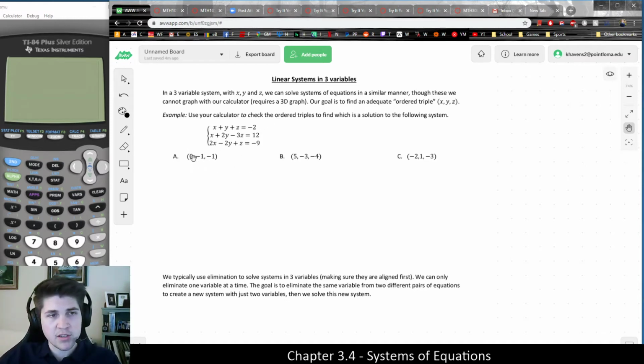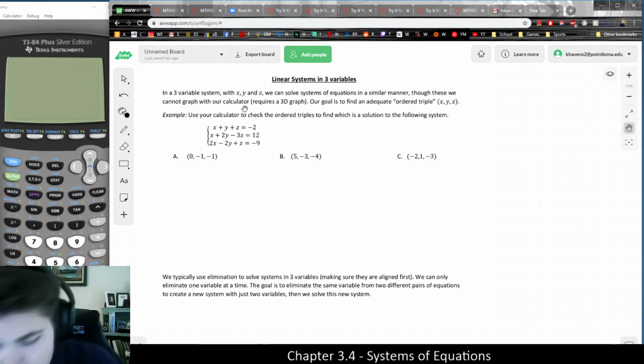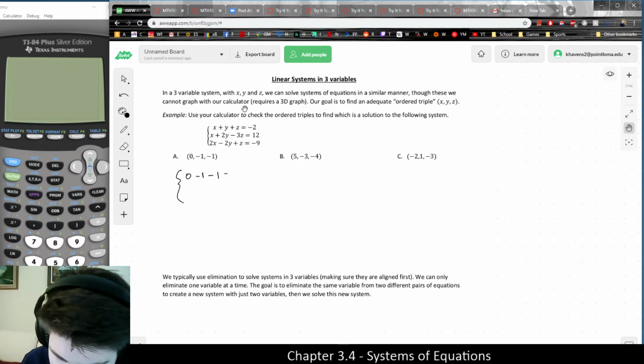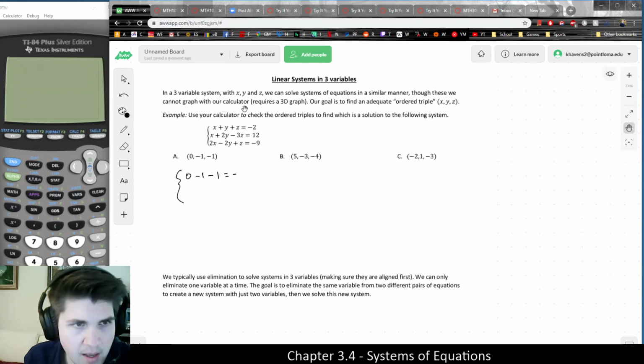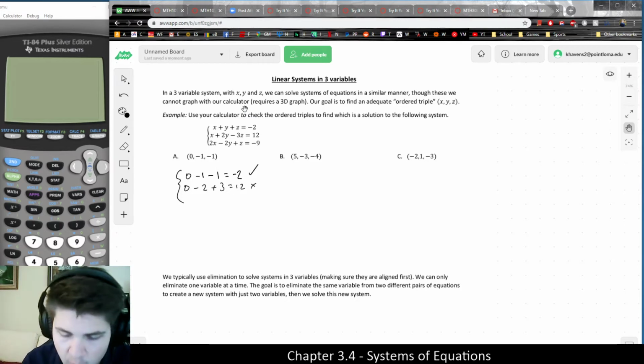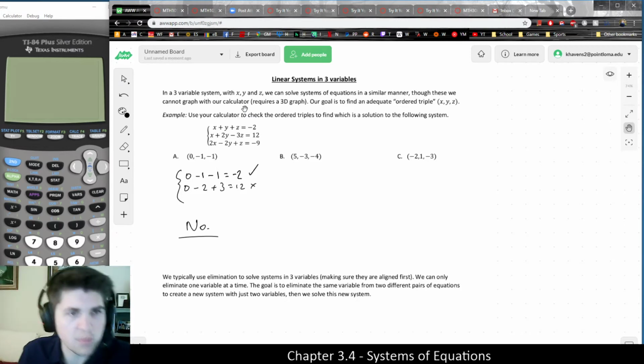So say, for example, if I want to know, is this ordered triple a solution, I would need to plug it into all 3 to make sure. Like I could try plugging in 0, -1, -1. If I plug it into the first equation, that would give me 0 minus 1 minus 1 equals -2. And that makes sense. But as I said, it needs to work in all of them. So I could try it in the second equation, which would be 0 minus 2 plus 3 equals 12. That's definitely not going to make any sense. So that first ordered triple is not a solution to the system as a whole.